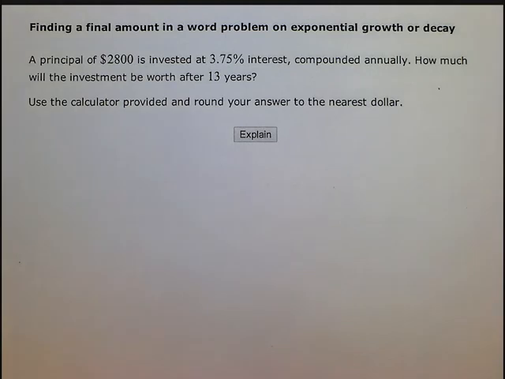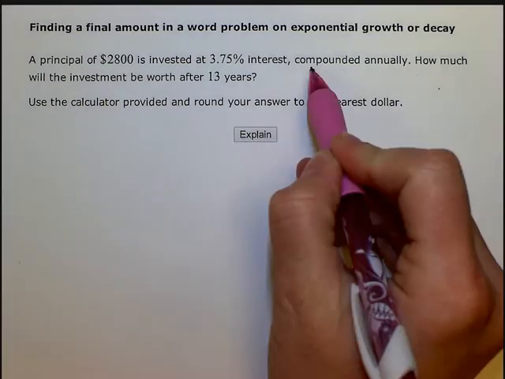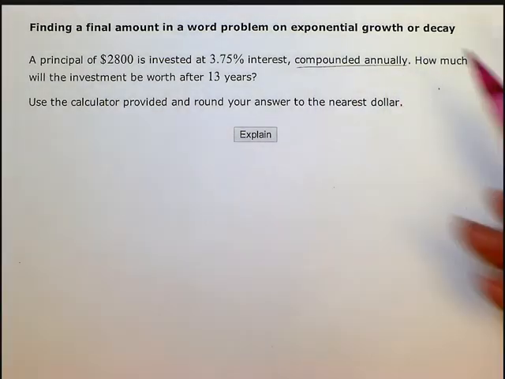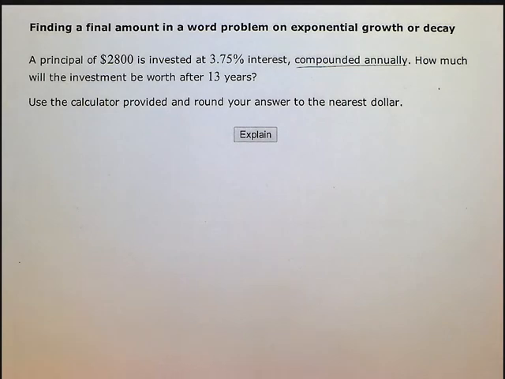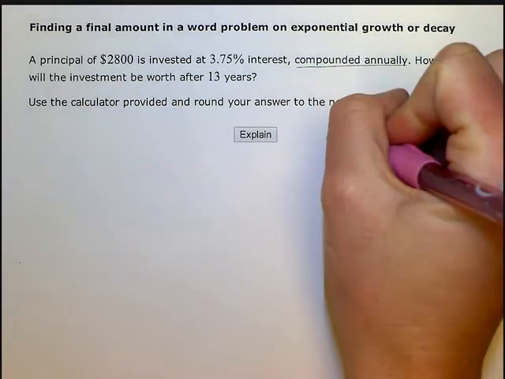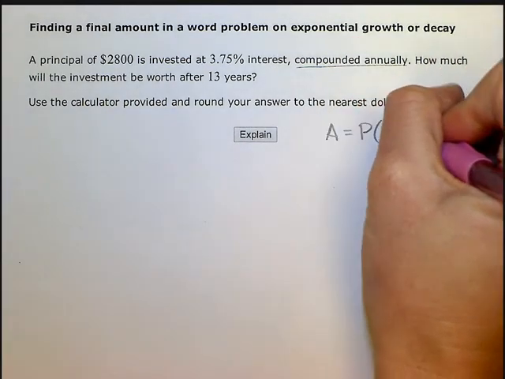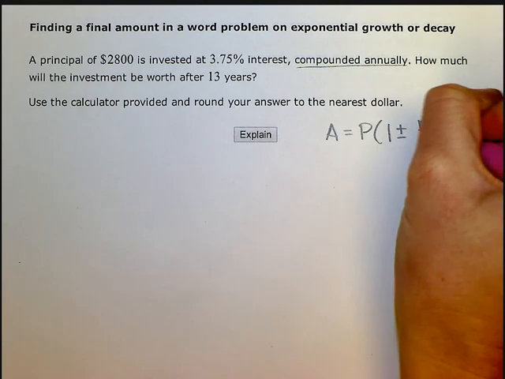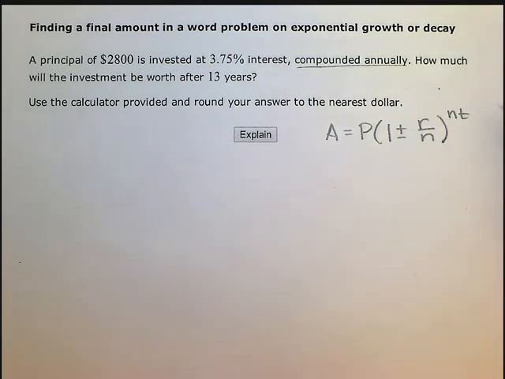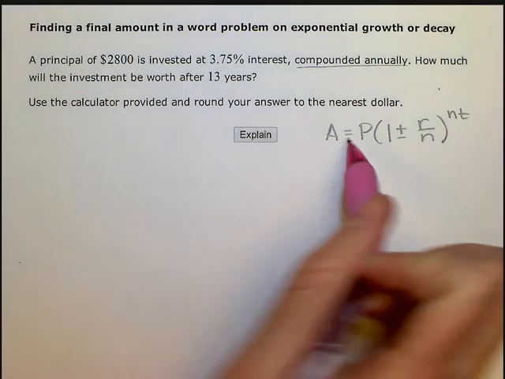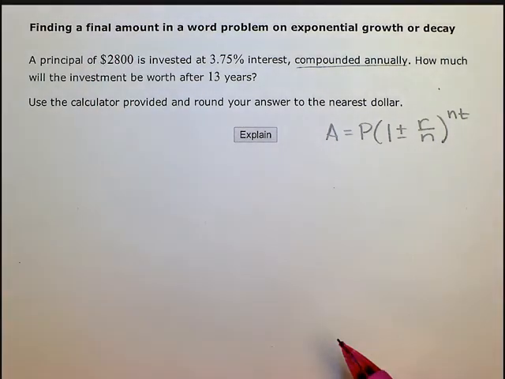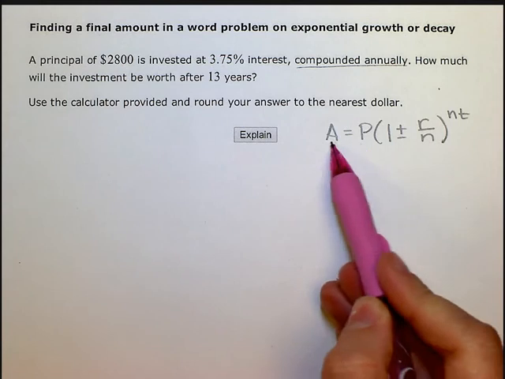Alright, so first, because we see that this is compounded annually, we know we're going to be doing the compound interest formula. And if you don't have your notes in front of you, that's this formula right here. And I'll remind you in just a second what all of these letters mean. A is the final amount that we're looking for. That's this final amount here that the problem says. After 13 years, what's the final amount that we have?